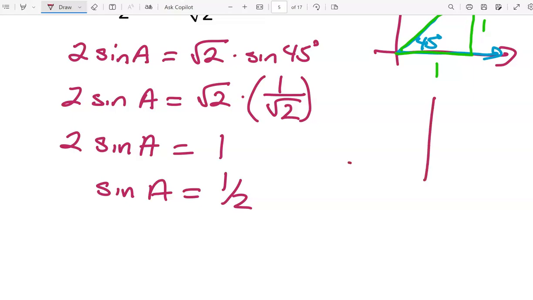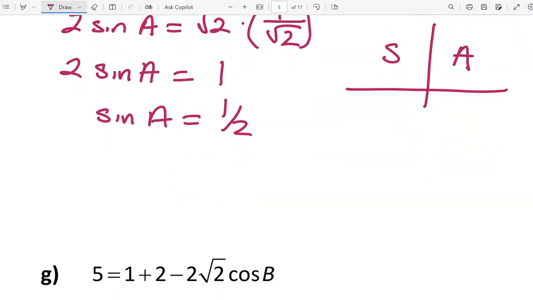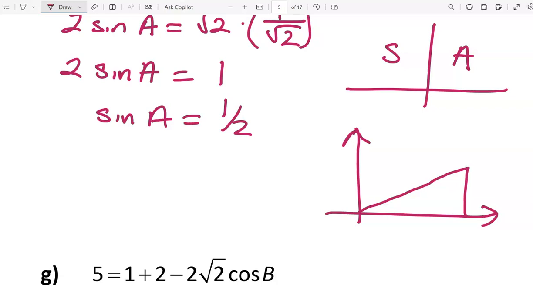Now, we know that if we're looking for angles that are between 0 and 180, all functions are positive in quadrant 1. Only sine is positive in quadrant 2. But we're looking for where sine is positive, so it looks like we're going to have two solutions. In quadrant 1, we can draw a picture. Sine of angle A is a half, and opposite over hypotenuse will be a half. That's going to be a 30-degree reference angle.